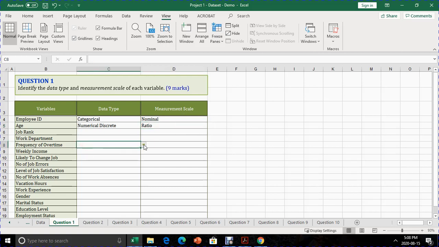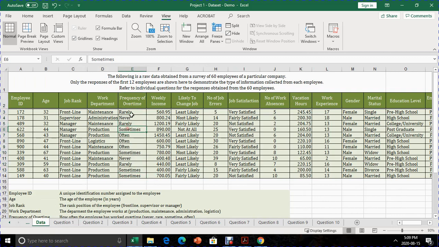A third example I'll give you is frequency of overtime. If you go back to the data on frequency of overtime, you notice that this is captured as categorical values. And not only that, the responses can be ranked from the least to the highest, right? Rarely, never, sometimes, often are in a ranking order, right?